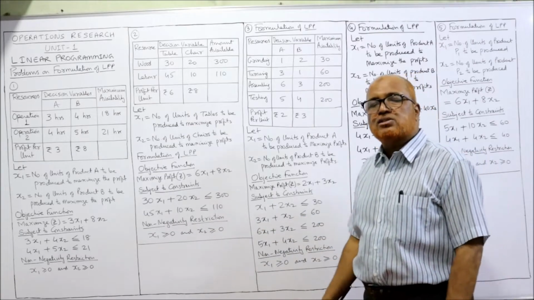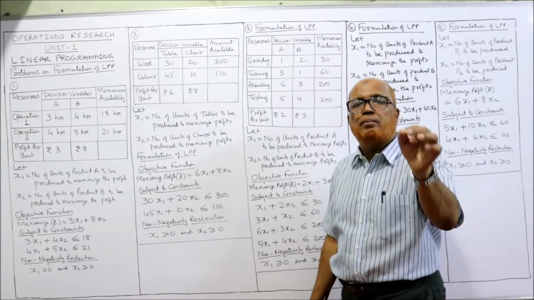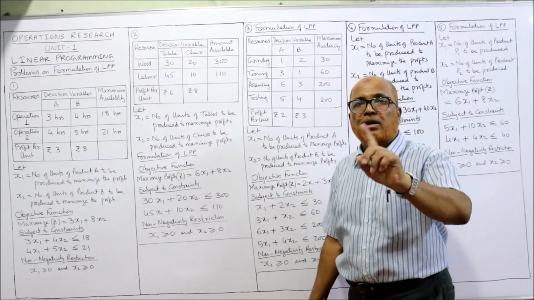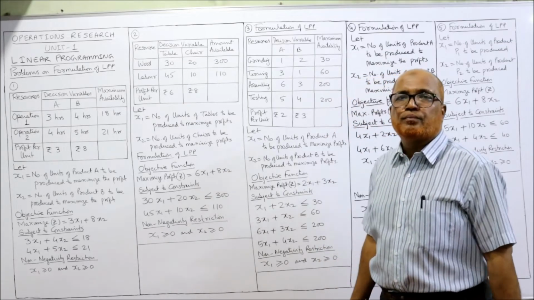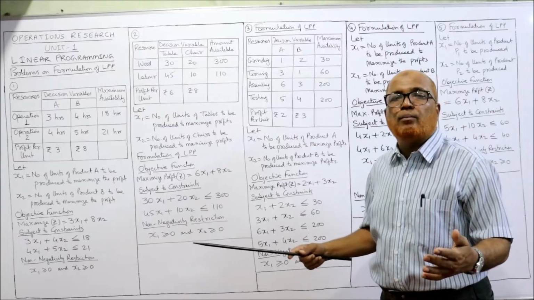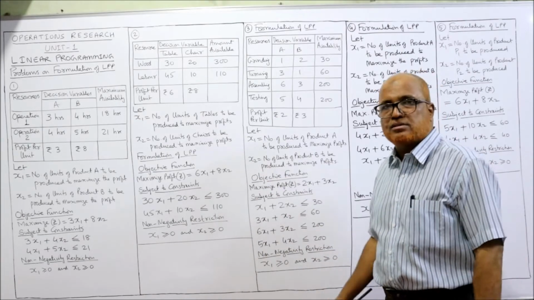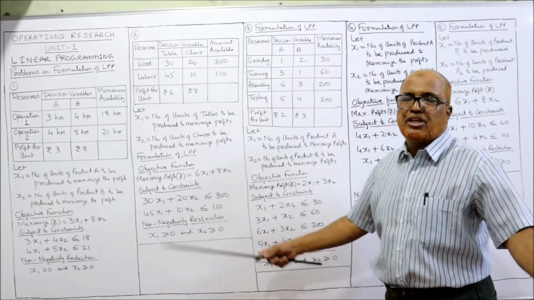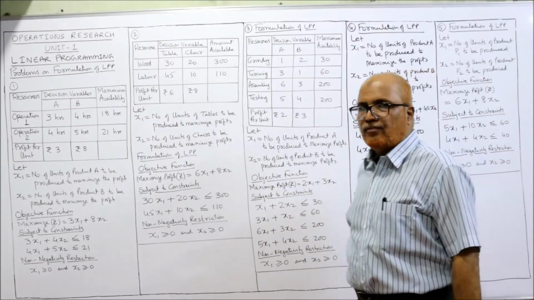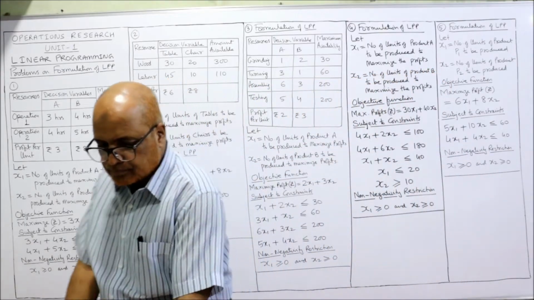And the non-negativity restriction says x1 and x2 may be 0 or more than 0, but never less than 0. We cannot make a negative number of tables and negative number of chairs. It will always be non-negative. That's all. This is the formulation of the LPP second problem.